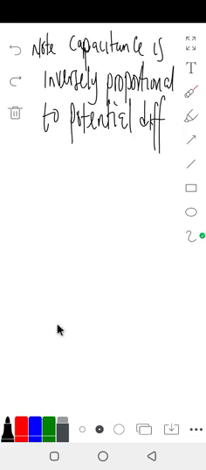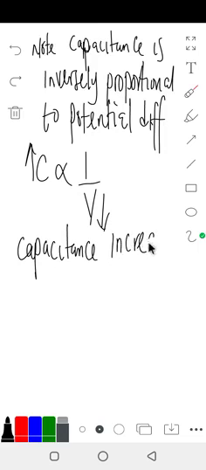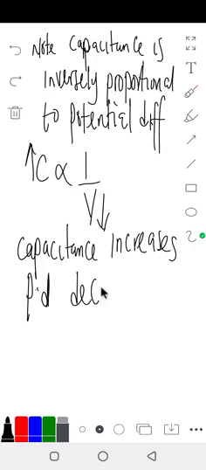Capacitance of a capacitor is inversely proportional to what? Potential difference. That means if capacitance increases, potential difference decreases. Take note: if capacitance increases, the voltage, the potential difference, decreases. Take note of that.